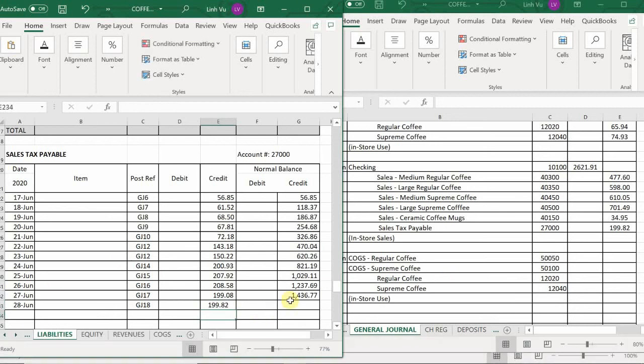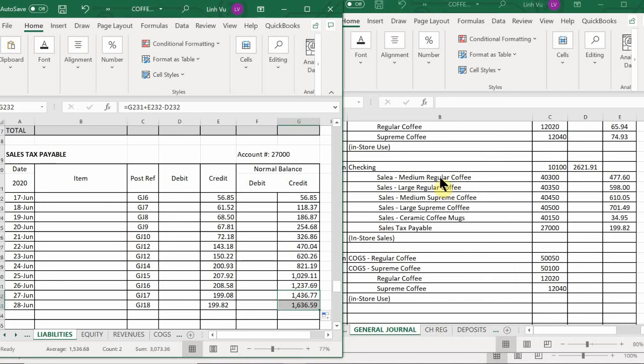So that's 1436.77 plus the 199.82 is a total of 1636.59. Good. Excellent. Is that right? That is correct. And that's it, right? That's it for the sales.